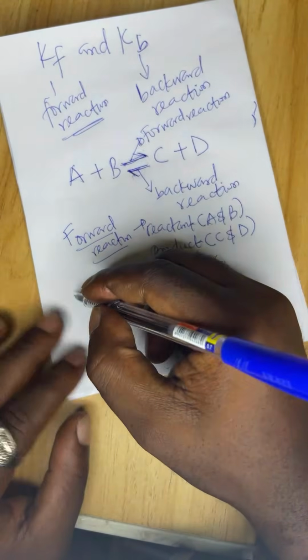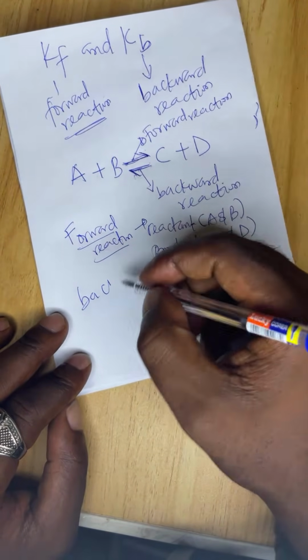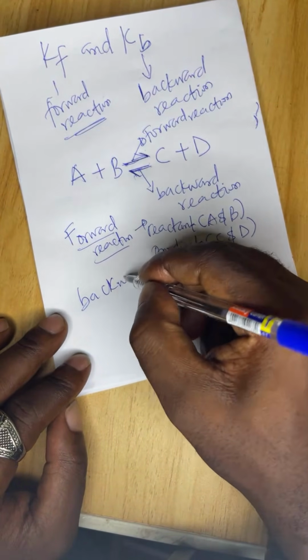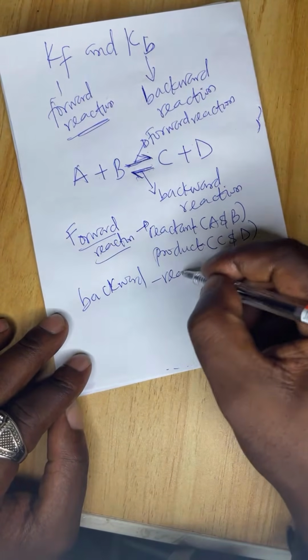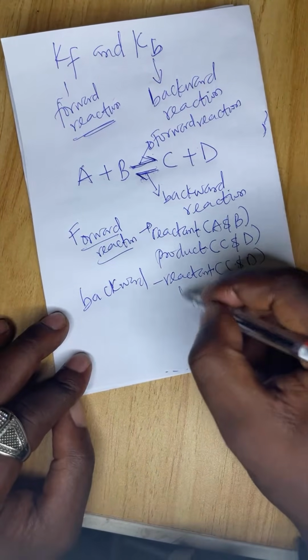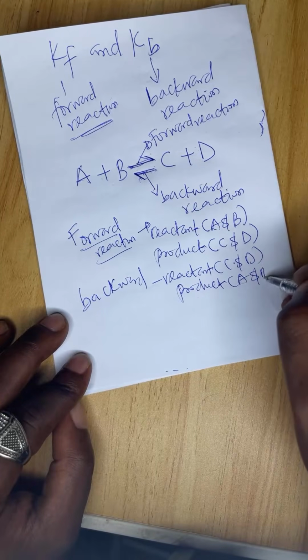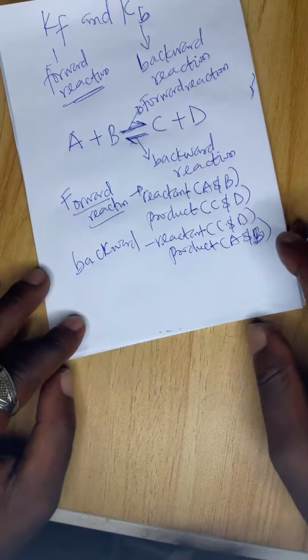Now, that means there's a reason. It's not only C, it is C and D. For the backward reaction, the reactant becomes C and D, and the product becomes A and B. Now let's write the equilibrium constant for them.